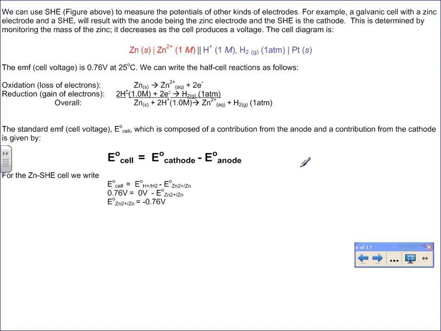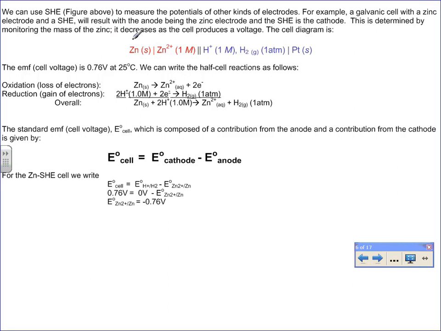So when we read the voltage, that's not all the information we need. We actually need to examine the cell to determine what is the anode and what is the cathode of this cell connected to the SHE electrode. So when we connect the zinc, we read that the overall cell voltage is 0.76. But how we decide which one is the anode and which one is the cathode is by examining the actual substances. And we monitor the mass of the zinc in this case.